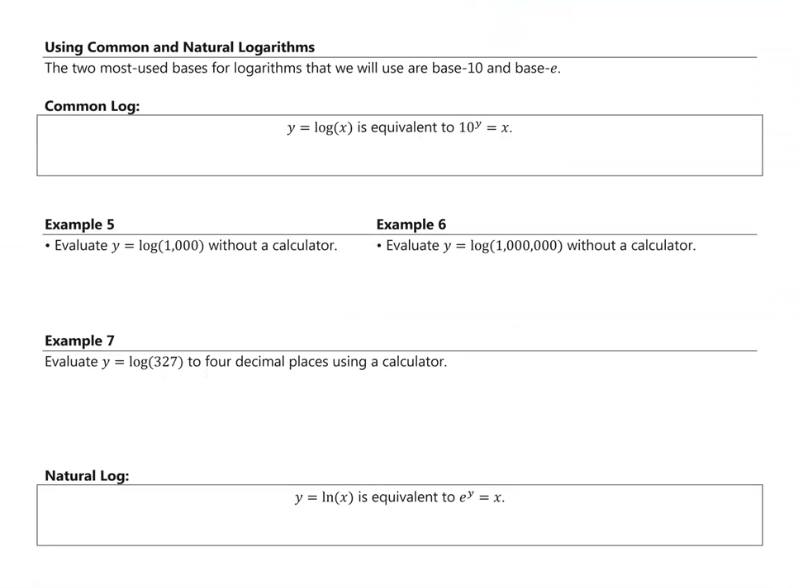Next, using common and natural logarithms. The two most used bases of logarithms that we will use are the base 10 and the base e. So common log, y equals log x is equivalent to 10 raised to y equals x. So meaning the base here is 10. Okay, example here, evaluate y equals log of 1,000 without a calculator. So again, if you don't see a base, meaning the base is 10. So let's use this. 10 raised to y is equal to 1,000.